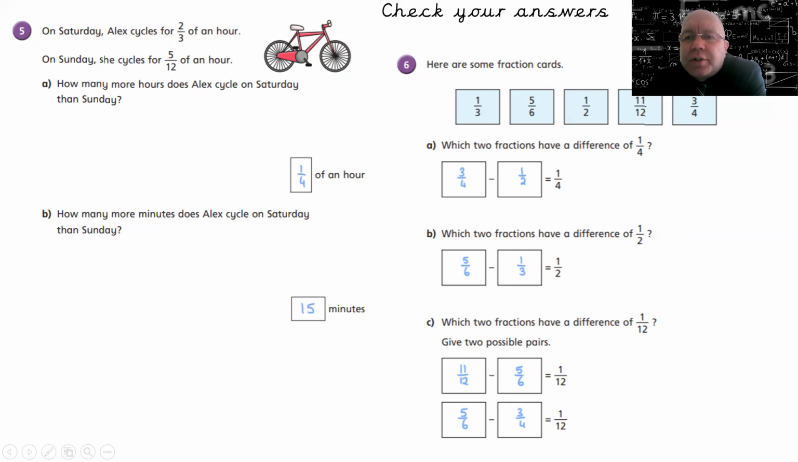Here are some fraction cards, and I'm in the way of them. There we go. Which 2 fractions have a difference of 1/4? Well, 3/4 and a half, the difference there is 1/4. Which have got a difference of a half? Well, 5/6 and 1/3, the difference there is a half. And which 2 have got a difference of 1/12? 11/12 take 5/6, and 5/6 take 3/4. Both have differences of 1/12.